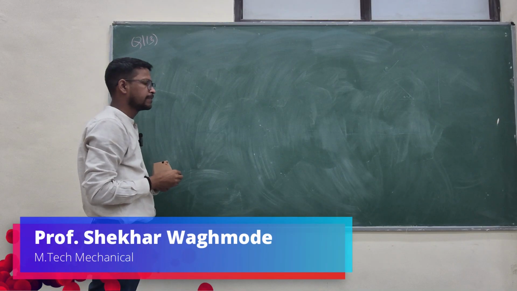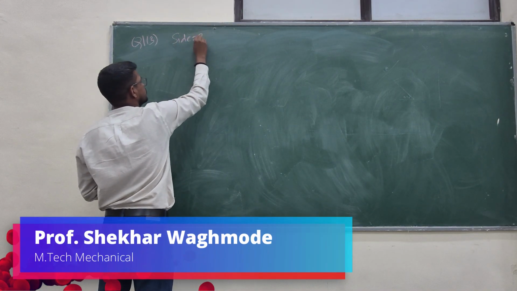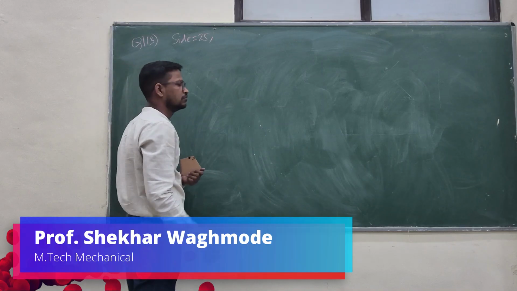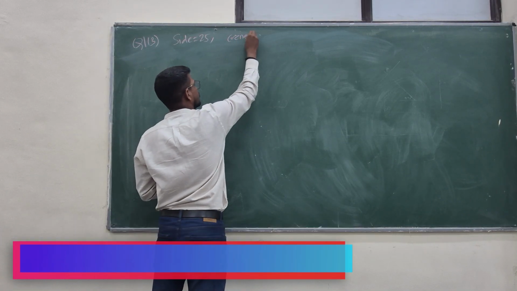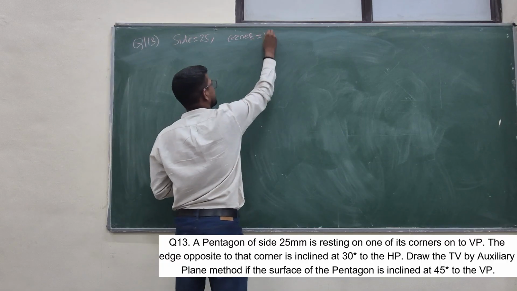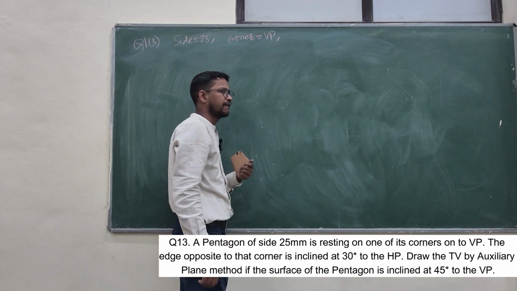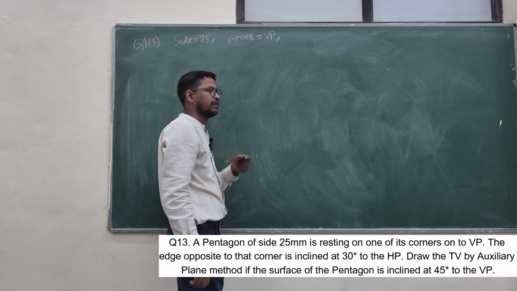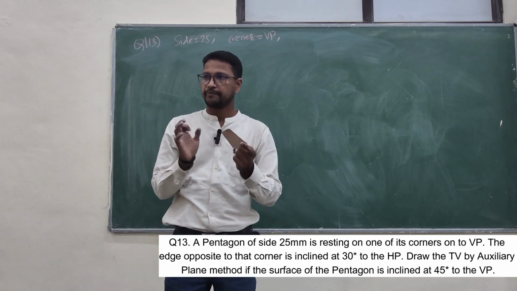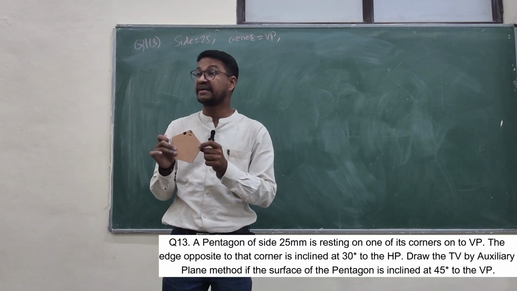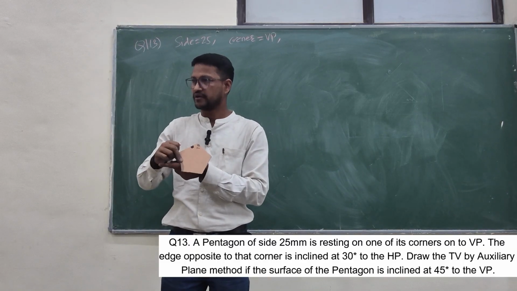A pentagon of side 25 mm is resting on one of its corners on the VP. The edge opposite to that corner is inclined at 30 degrees. Who is inclined? The edge is inclined. The pentagon is resting on a corner, but the pentagon is not inclined to any plane.